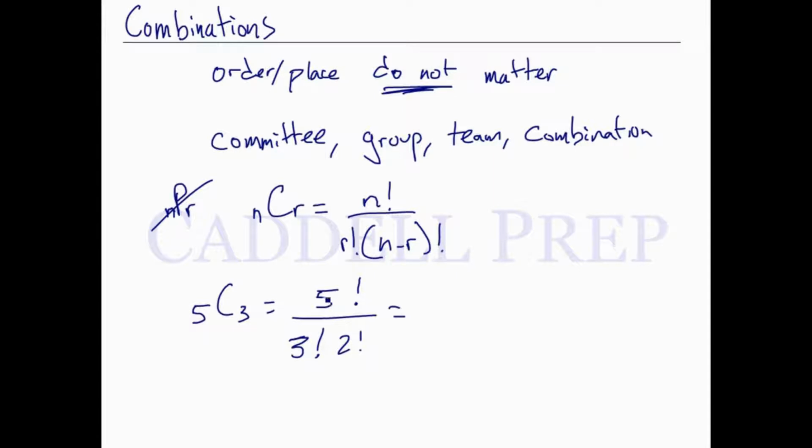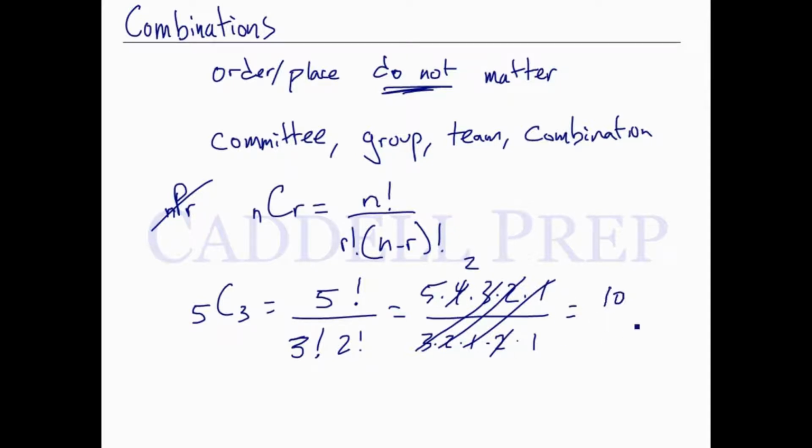And this isn't that bad to do by hand either in this case, because 5 factorial is 5 times 4 times 3 times 2 times 1. 3 factorial is 3 times 2 times 1. 2 factorial is 2 times 1. So we see that these all cancel out. 3, 2, 1. This 2 reduces with the 4 to give us 2. Then when we multiply, we end up with just 10 over 1, or 10.